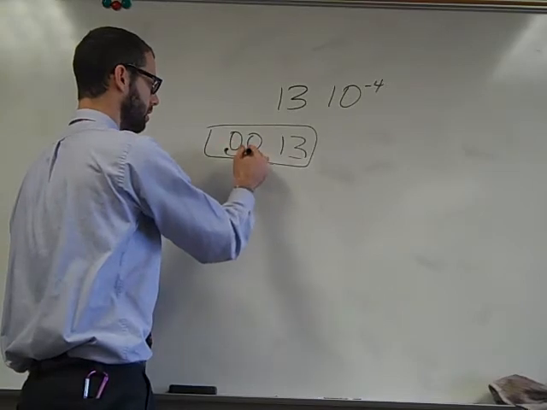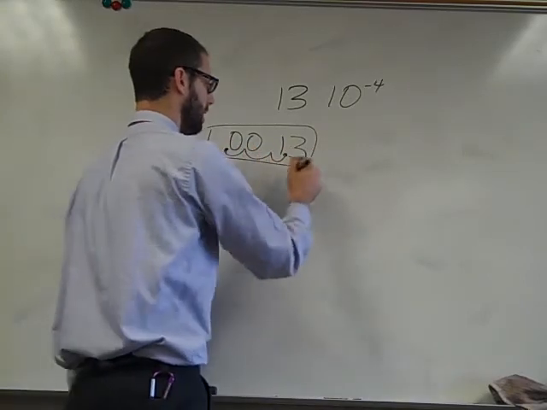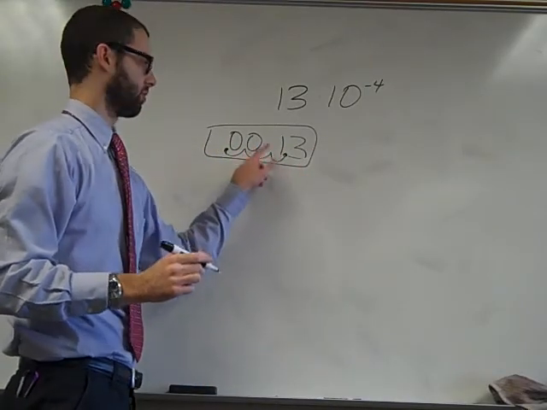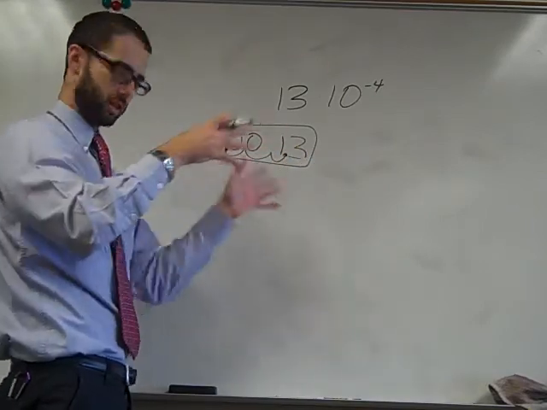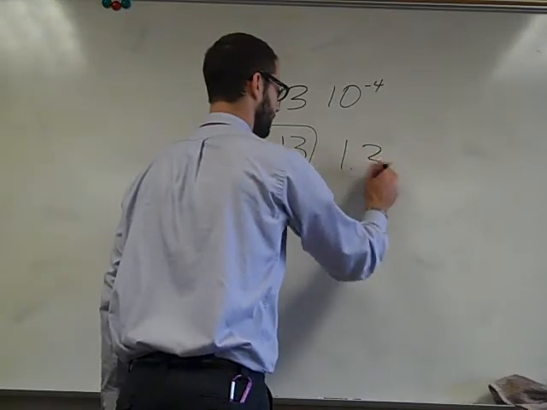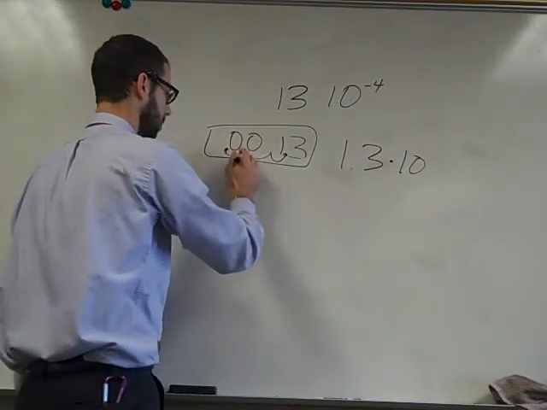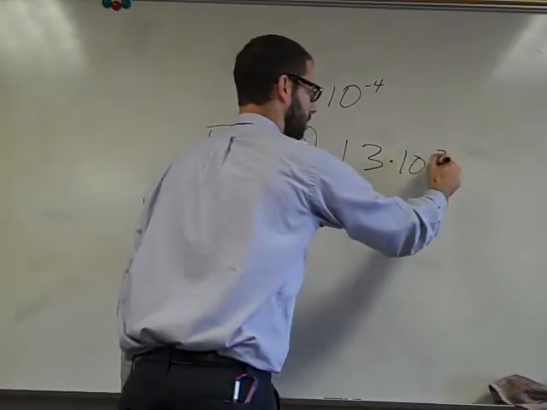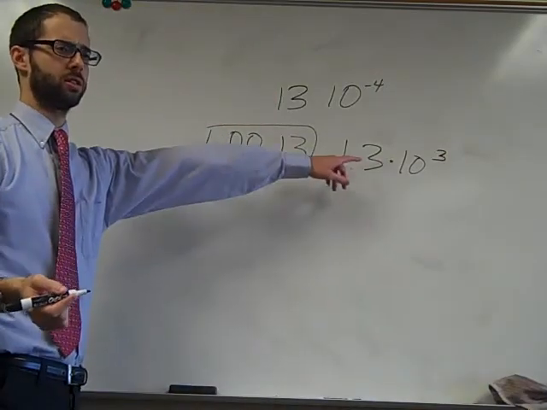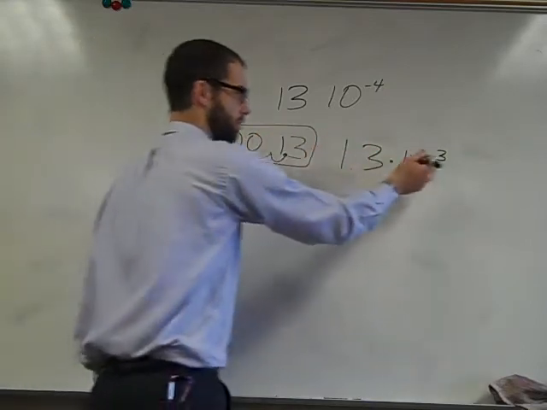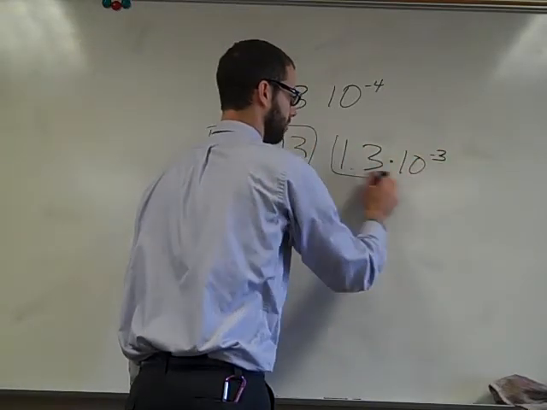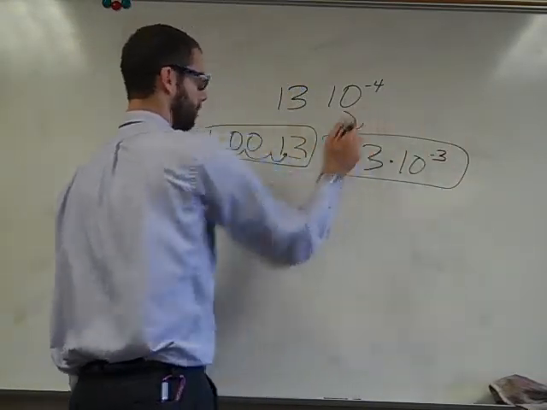We'd go 1, 2, 3. And why did I choose it to go here versus here or here? Because it's greater than 10. Now we got to be between 1 and 10. So this is 1.3 times 10 to the 1, 2, 3. Is that right? What do I need to do? This is a small number. So what should this be? Negative 3. So this is the proper way.